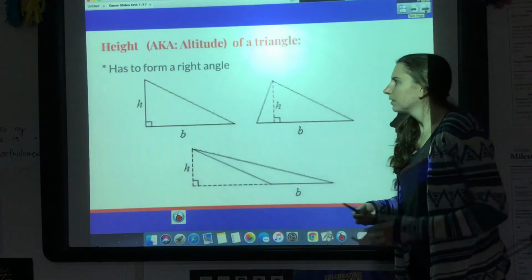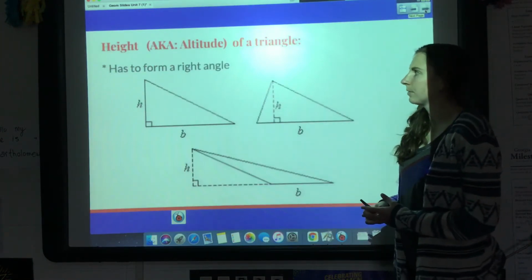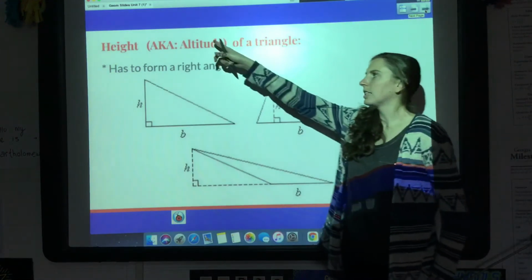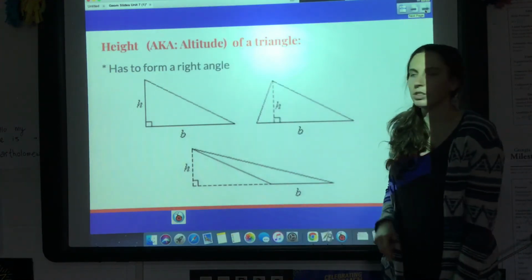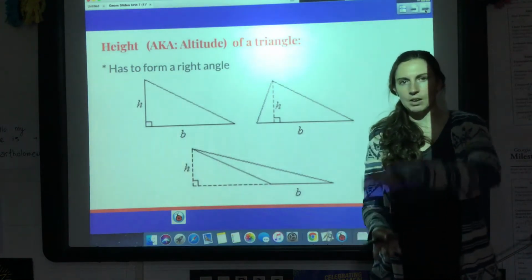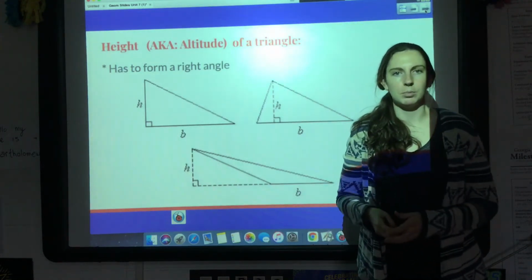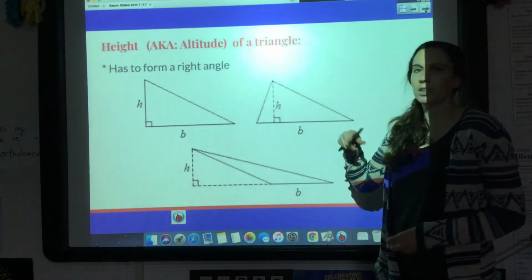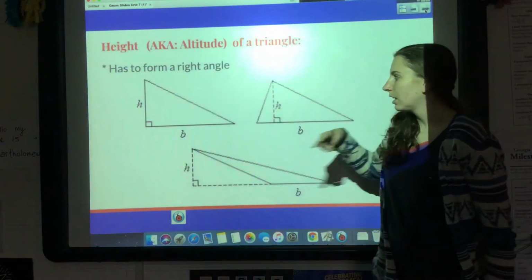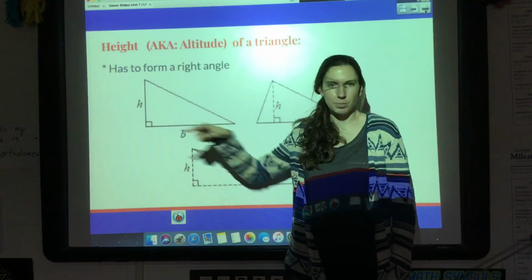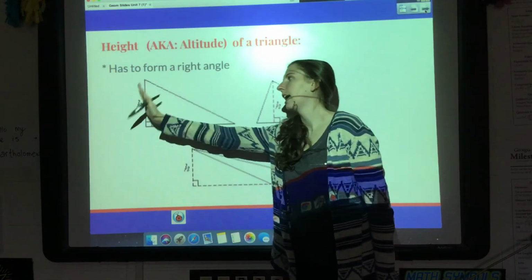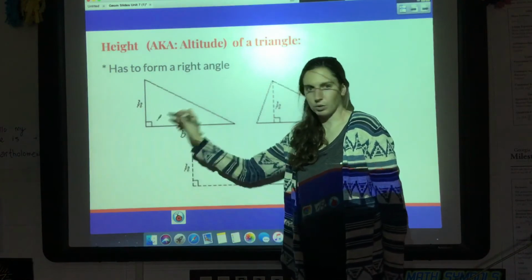All right, let's talk about triangles real quick. Just a reminder, like I've been saying, the height is also known as the altitude. If you ever hear altitude, it just means the height, because the altitude of a plane is the height of a plane. So the height has to form a right angle. If you have a right triangle, that's pretty handy because then one leg can be the base and the other leg can be the height because it forms a right angle.